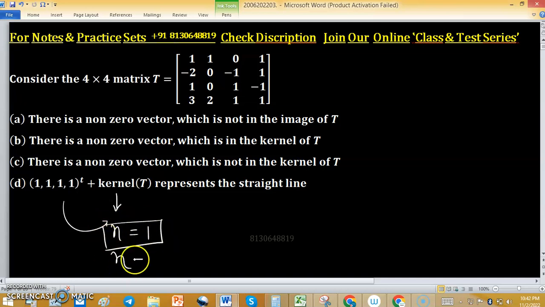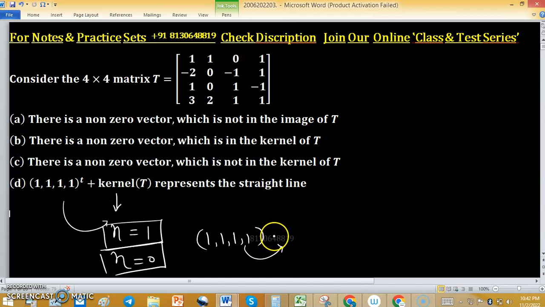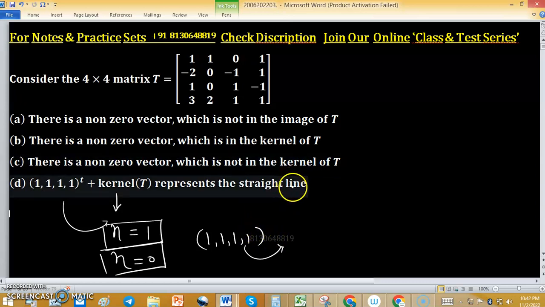If nullity is 0, then only the 0 vector. After adding in 1 comma 1 comma 1 comma 1, we will get again this element, and a single element in R4 will represent a line. So first, for all 4 options we will try to find the rank and nullity of this matrix.